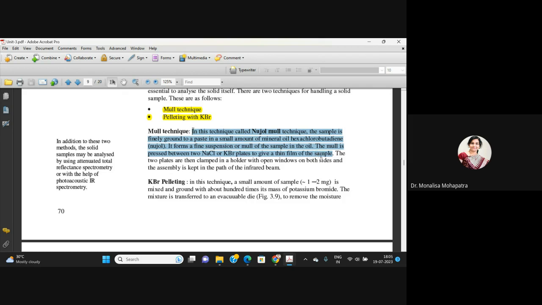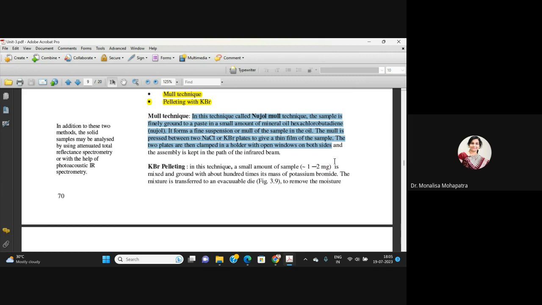You understood? Now the sample is in the form of a paste which is called a mull. Then, with NaCl or KBr plates on both sides, depending on the wave number where you are going to study, press it in between so that it forms a film of that sample, and the two plates are then clamped in a holder with open windows on both sides. Then you can go for irradiating with the IR beam.